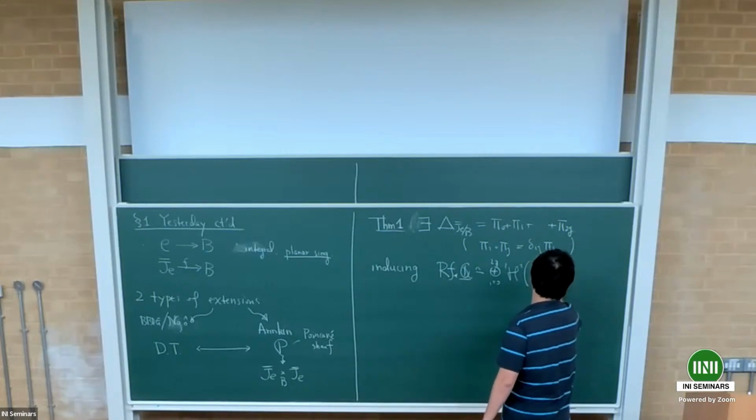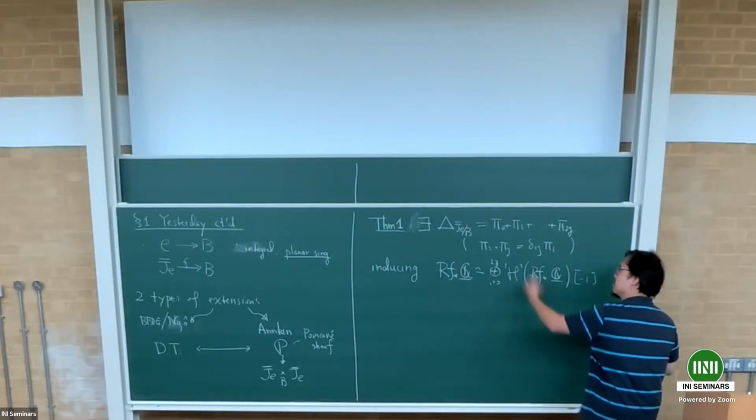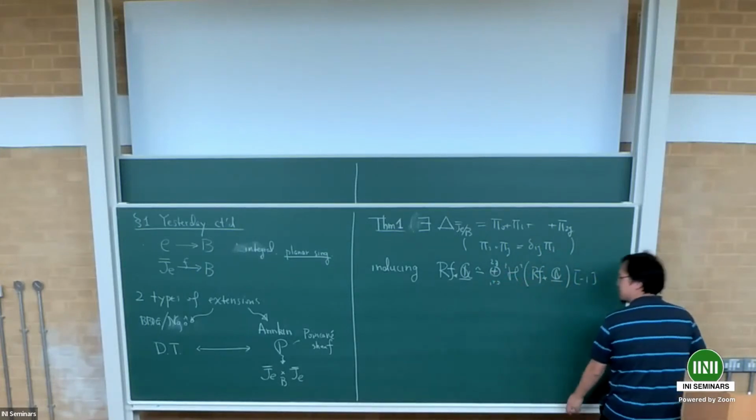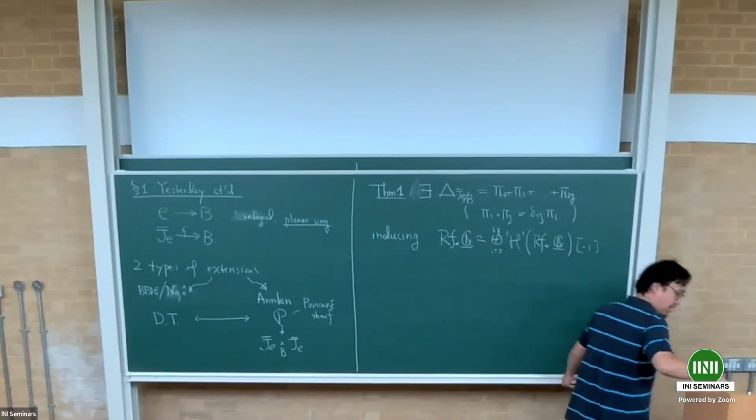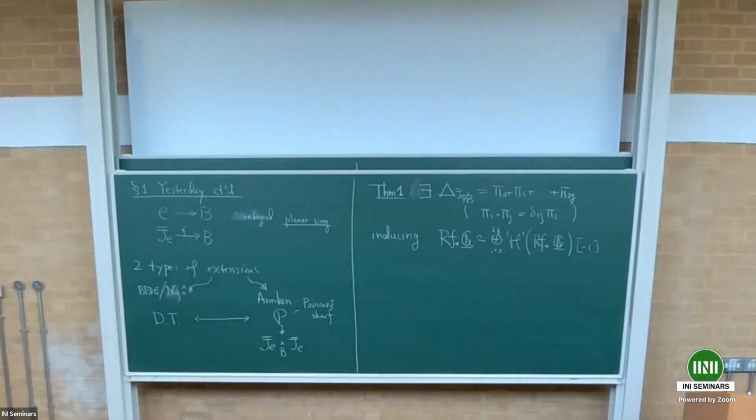And further, as I explained yesterday, from the theorem of Ngô, every perverse sheaf here, every summand here, comes from the intermediate extension of the local systems.